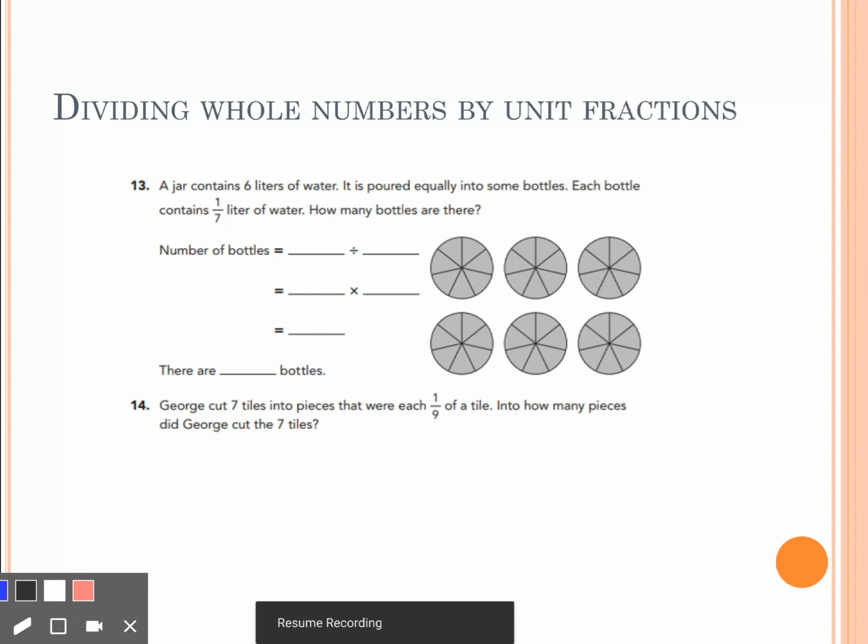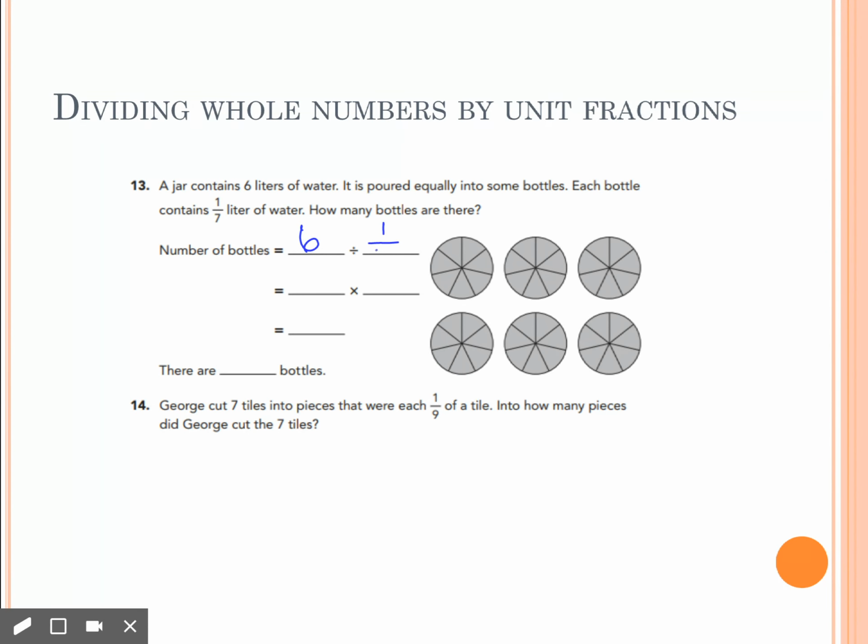So let's try another real world example. A jar contains 6 liters of water. It is poured equally into some bottles. Each bottle contains 1/7 liter of water. How many bottles are there? So I'm starting with 6, and I'm splitting it up into groups of 1/7. So that's a division problem. So as we know, we're going to keep our first digit, flip our 1/7 to the reciprocal, change it to multiplication, and now I can just multiply 6 times 7 and get 42. So there are 42 bottles.